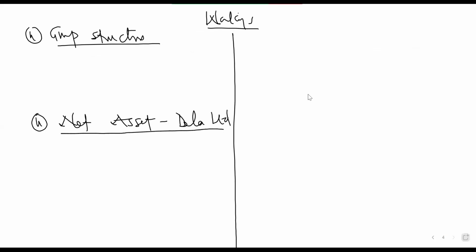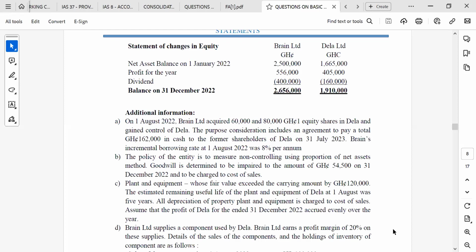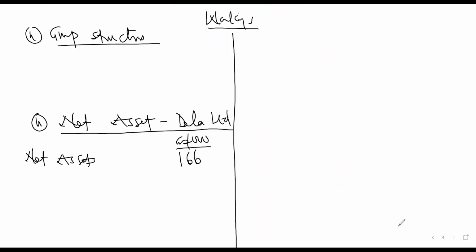So let's come to this one. This one will only be at acquisition. We are not doing reporting, because we are going to know the profit that will be shared from the statement of profit or loss account. So you start with their net assets at acquisition. What is the net asset at acquisition for them at the beginning of the year? 1,665. Okay. This is January, isn't it?